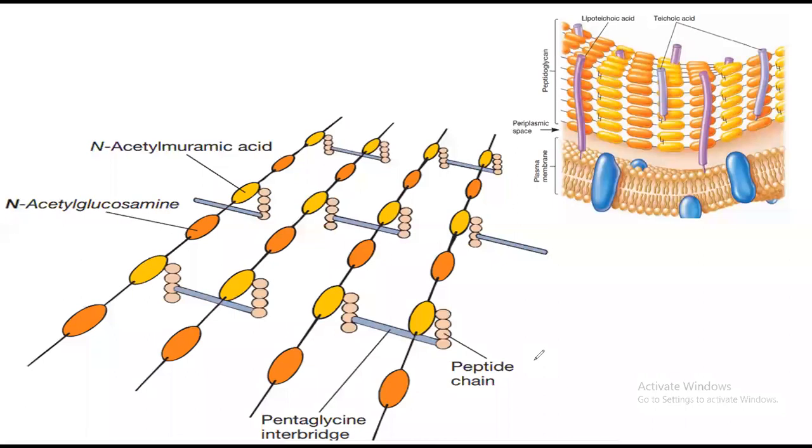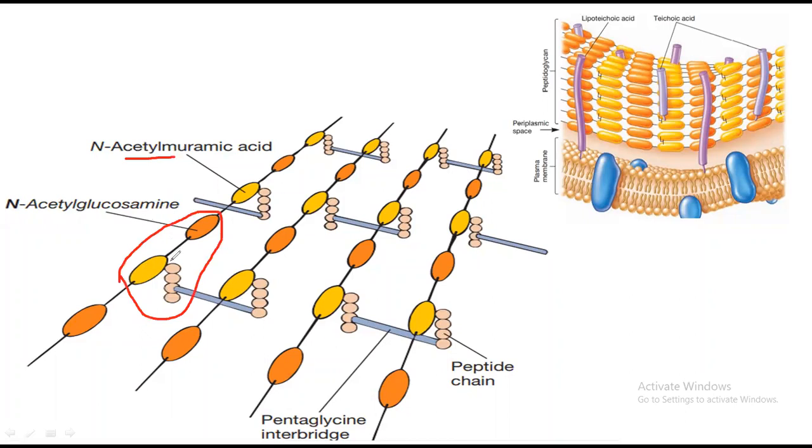If we look here, this is an animated picture, a very simple picture. In the next slide I will discuss the molecular level. If we look at a small unit, this is one unit of peptidoglycan. This orange color is the N-acetyl glucosamine, and I will show you the molecular structure of it. And this yellow color is the N-acetyl muramic acid, and because of it, it is known as murein.